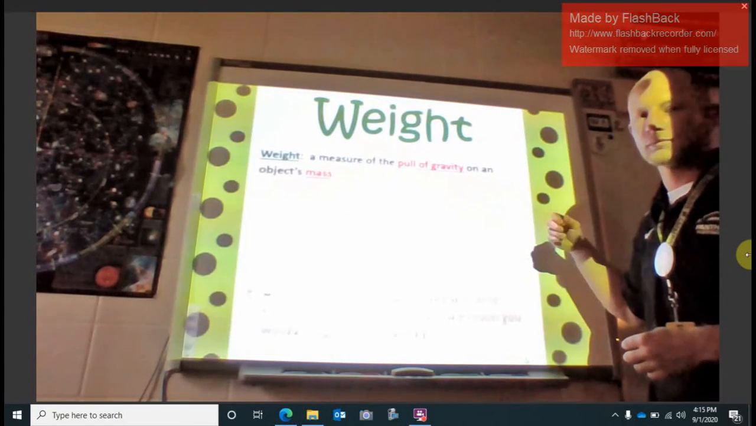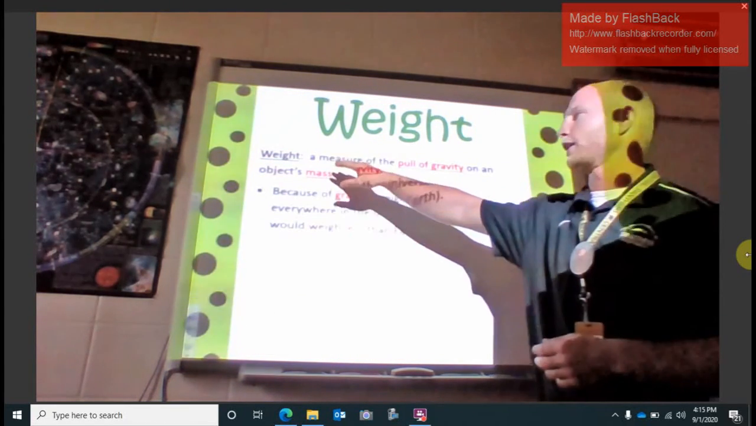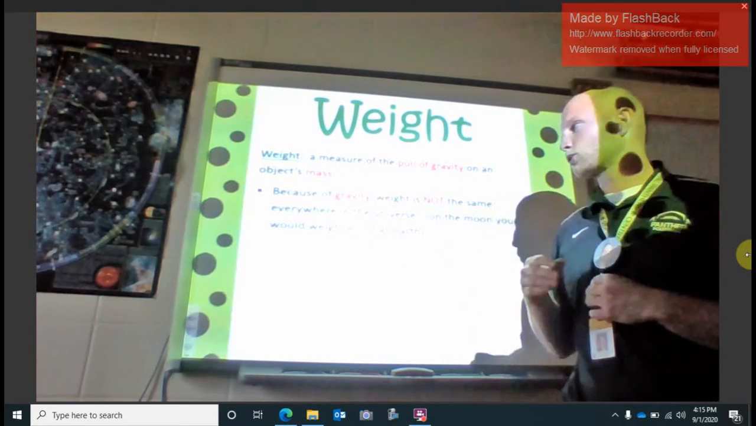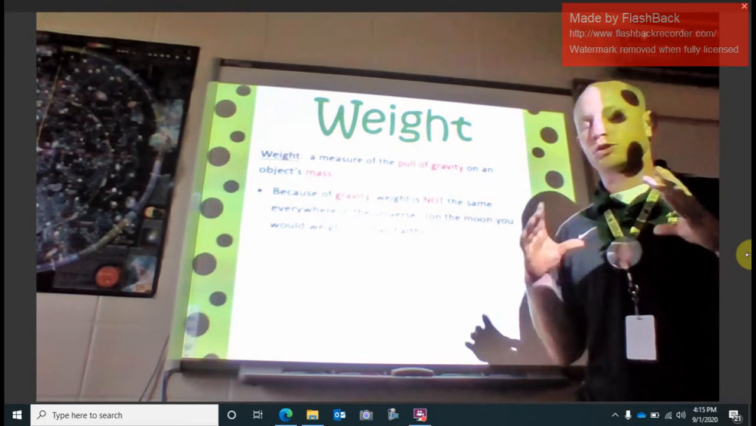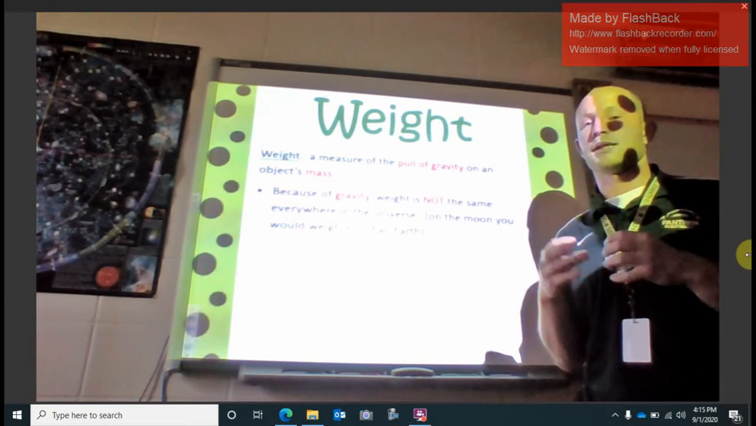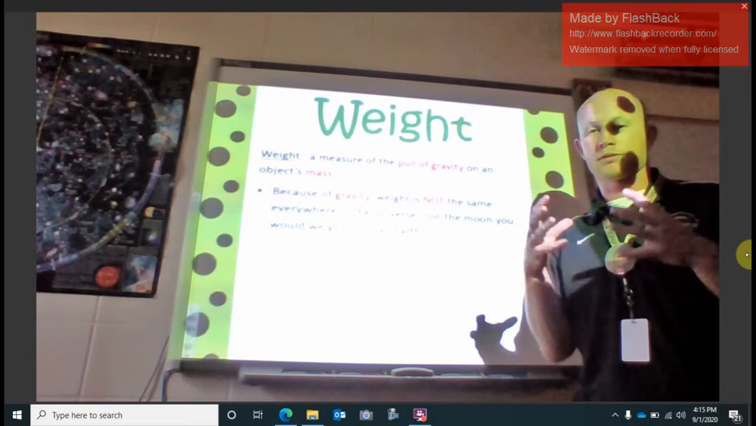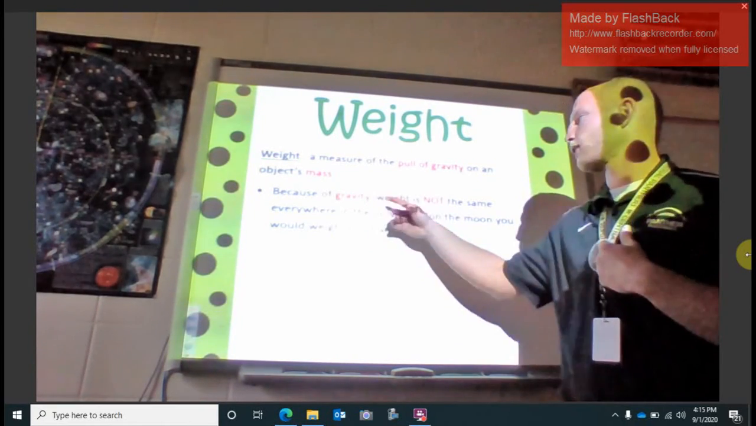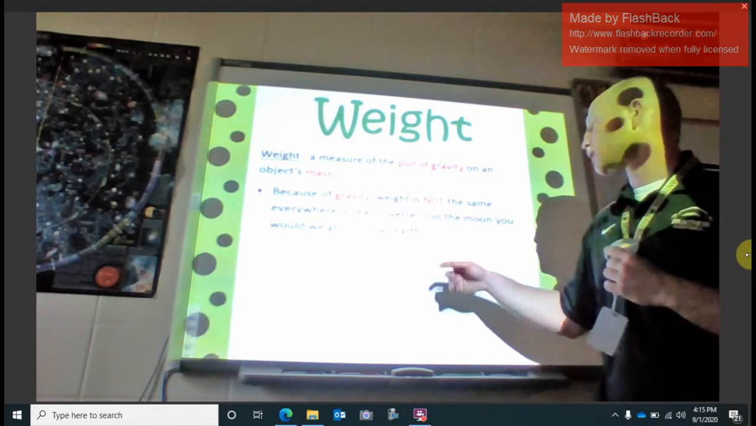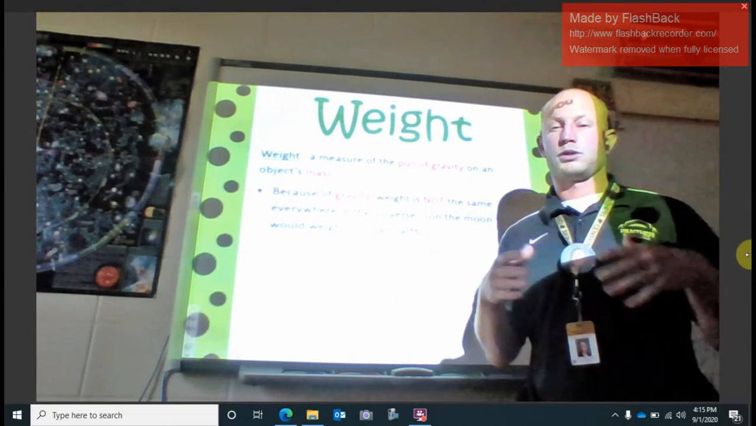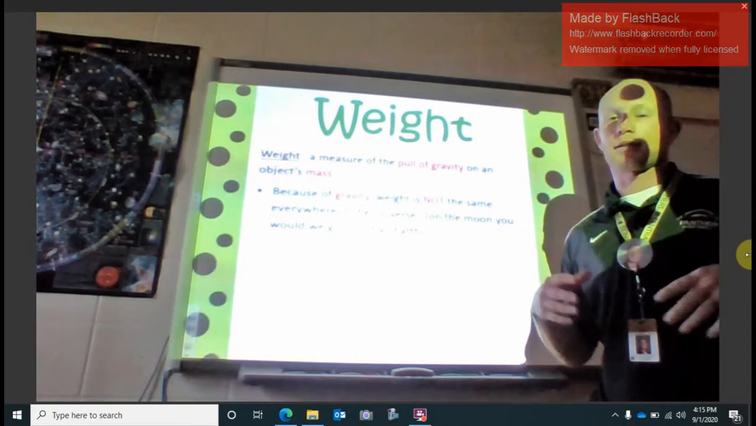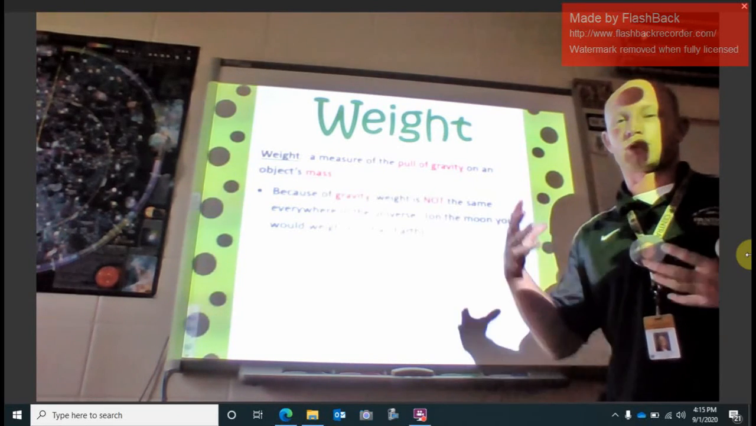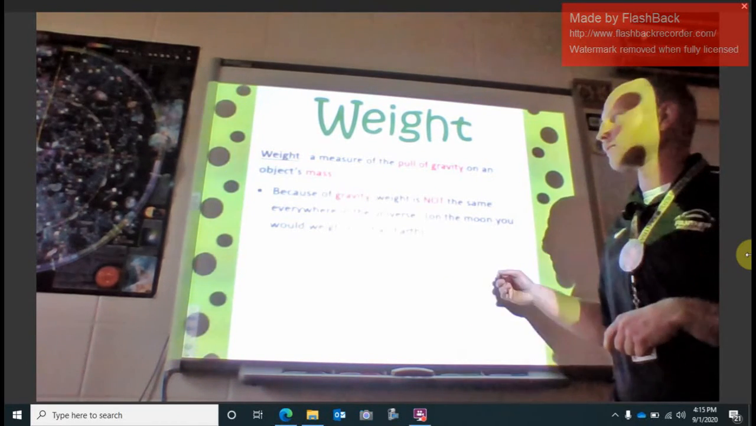All right, so now I have weight here, and weight is a measure of the pull of gravity on an object's mass. So when I go up to the moon, the moon is smaller than the Earth, so I will weigh less because there's less of a planet pulling on me. Therefore I'm lighter, right? Because of gravity, weight is not the same everywhere in the universe. On the moon, you would weigh less than on Earth because the moon is smaller. If I'm on a planet that's larger than the Earth, then I will actually weigh more because that planet would have more mass, which would exert more gravity on me.